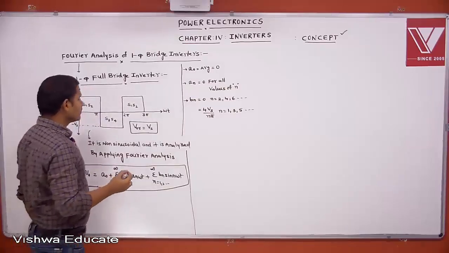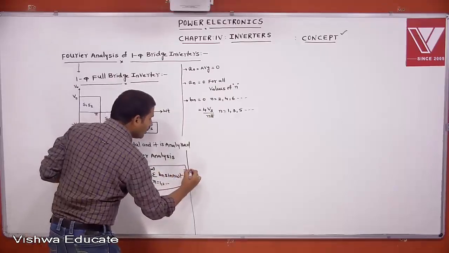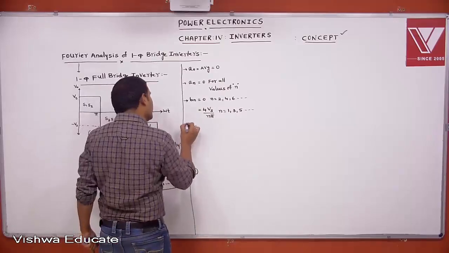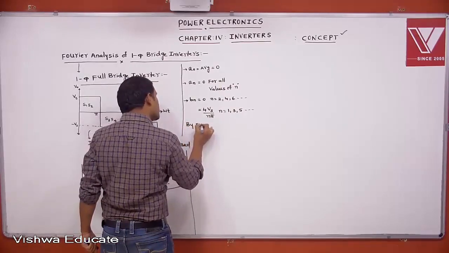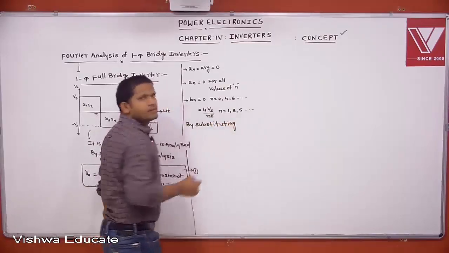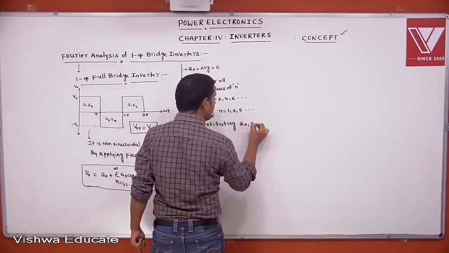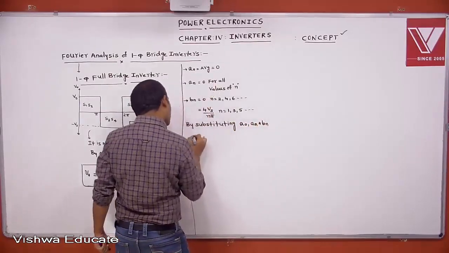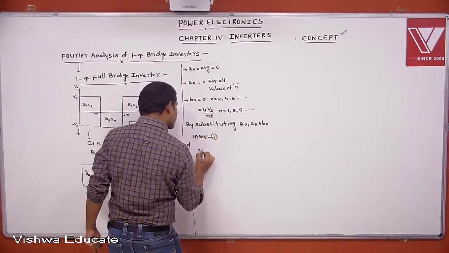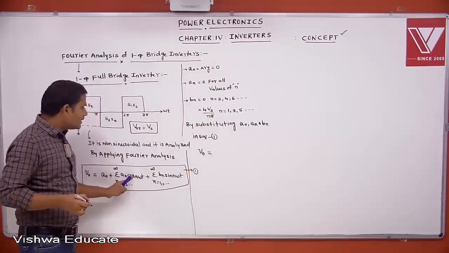Now substitute A0, An and Bn values. Let this be equation 1. By substituting A0, An and Bn in equation 1, then what you get? The instantaneous output voltage V0 equal to, this is 0 and this term is also 0.